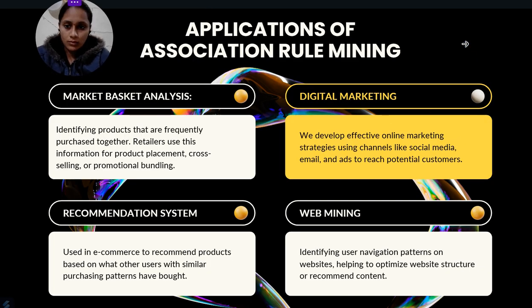Now, what are the applications of association rule mining? First, market basket analysis, identifying products that are frequently purchased together. Retailers use this information for product placement, cross selling, or promotional bundling. Second is digital marketing. We develop effective online marketing strategies using channels like social media, email, ads to reach potential customers. Third is recommendation system, used in e-commerce to recommend products based on what other users with similar purchasing patterns have bought. Fourth is web mining, identifying user navigation patterns on websites, helping to optimize website structure or recommend content.